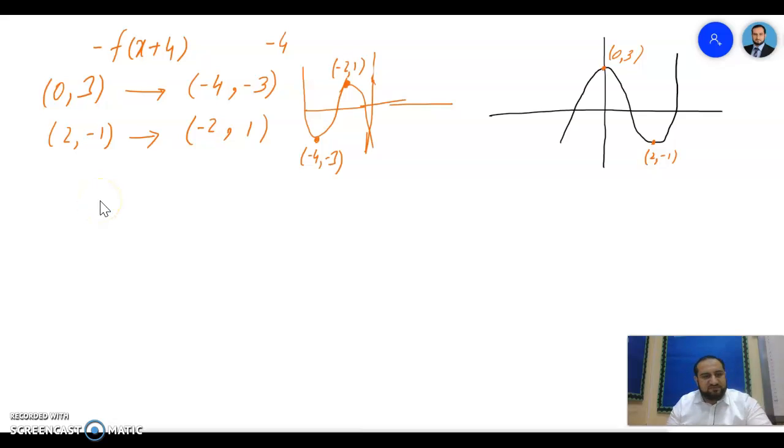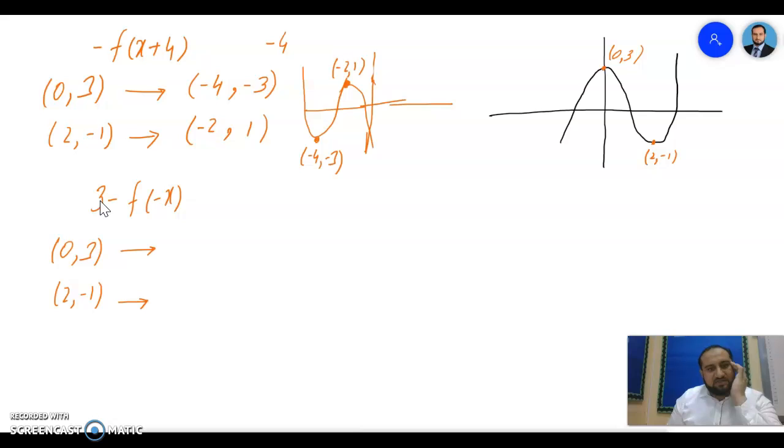Another example of reflection: 3 minus f of minus x. So the coordinates are 0, 3 and 2, minus 1. Let's have a look at one by one. Inside, if you see, there is a minus sign. This minus sign affects the x value, but this is 0, so this will stay 0, 3, and this will become minus 2 and minus 1. One by one I'm going to apply. So here we are just dealing with f of minus x.